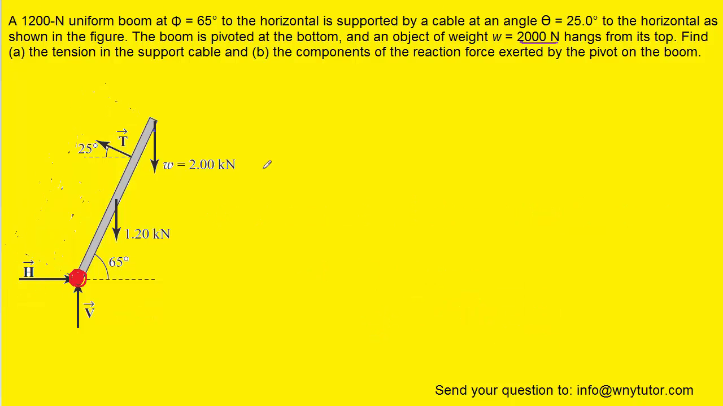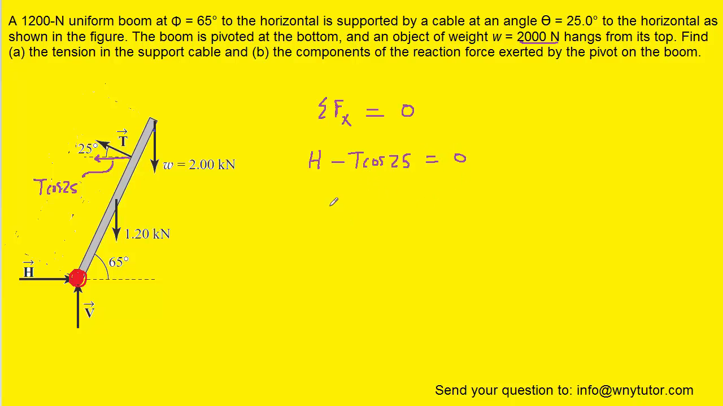Now, to find the force that's marked H, we need to note that the sum of the forces in the x direction is equal to 0, since the boom is in equilibrium. We'll notice that there are two forces acting in the x direction. There is the H force, and then there is the horizontal component of the tension force, which is projecting to the left. We can see that that component will be T times the cosine of 25. So in the sum of the forces, we would have the positive H force minus the T cosine 25. Notice it's minus because it's pointing to the left.